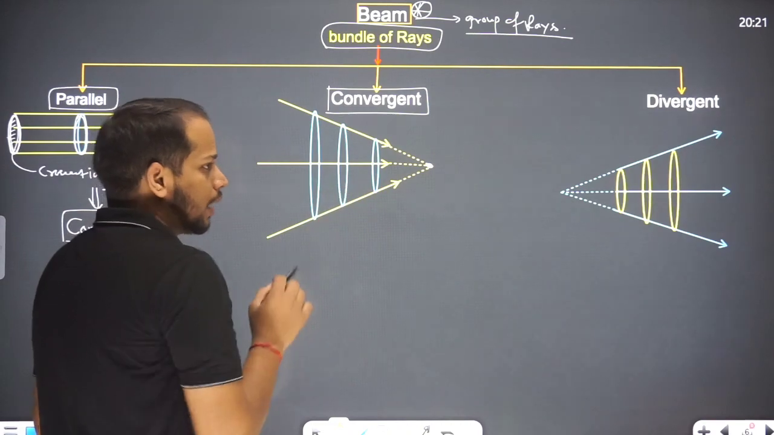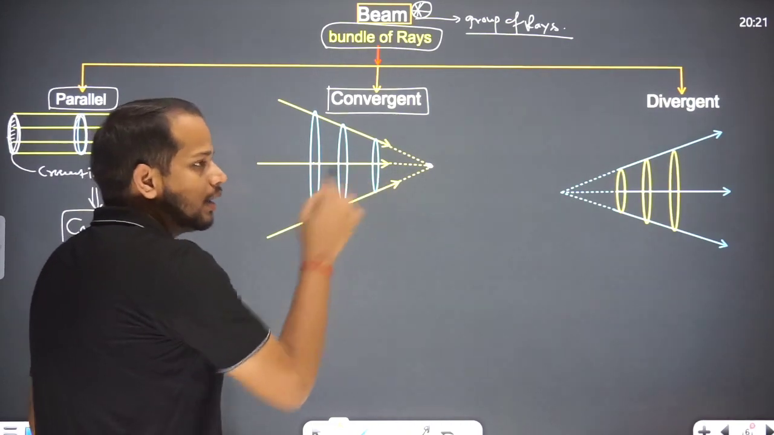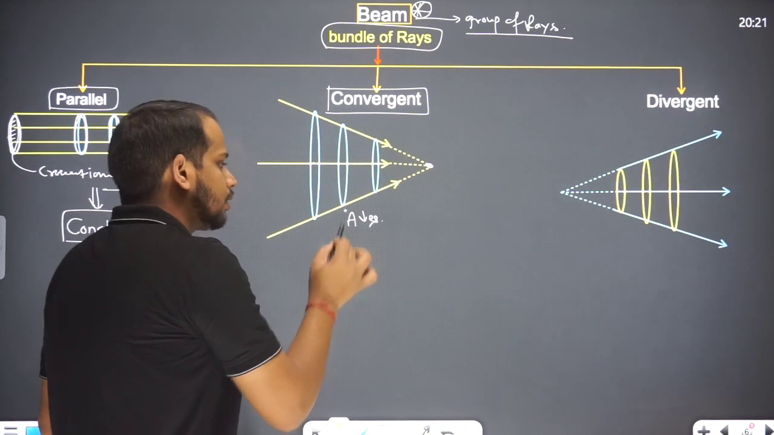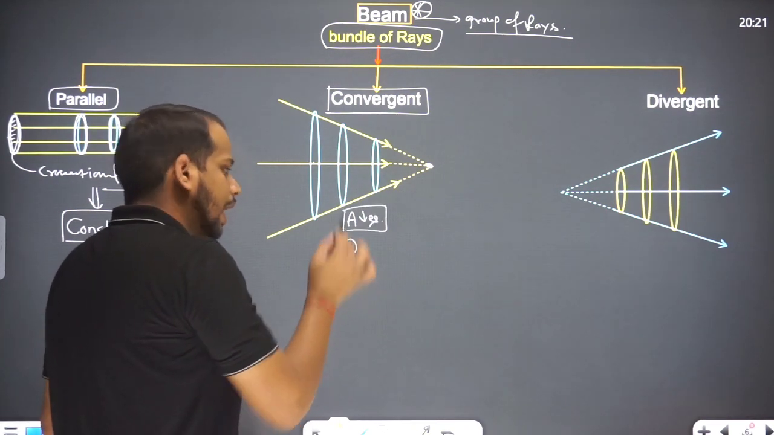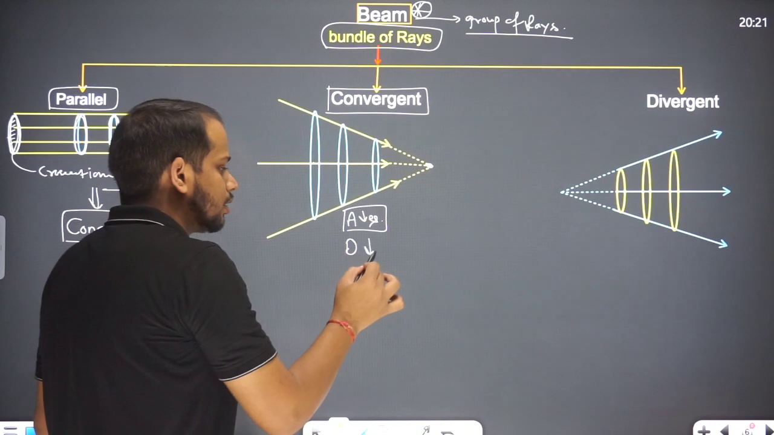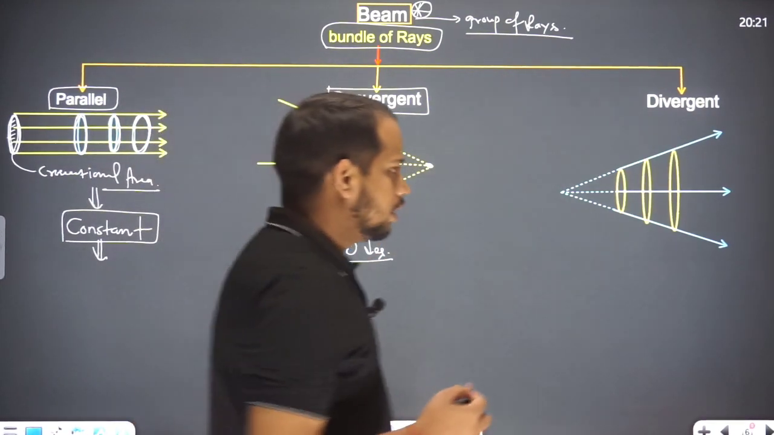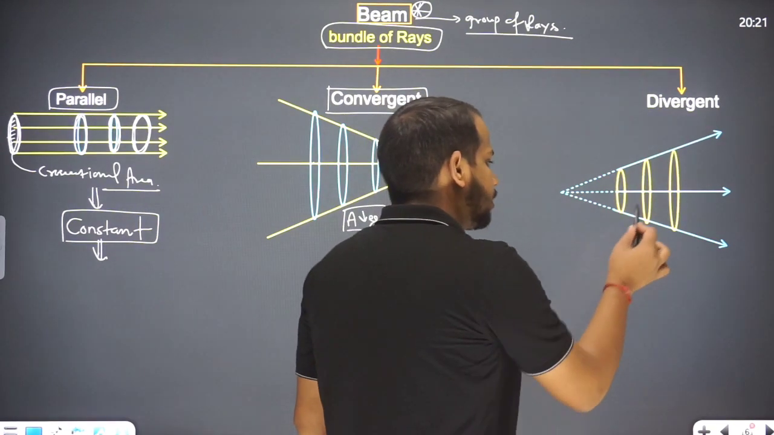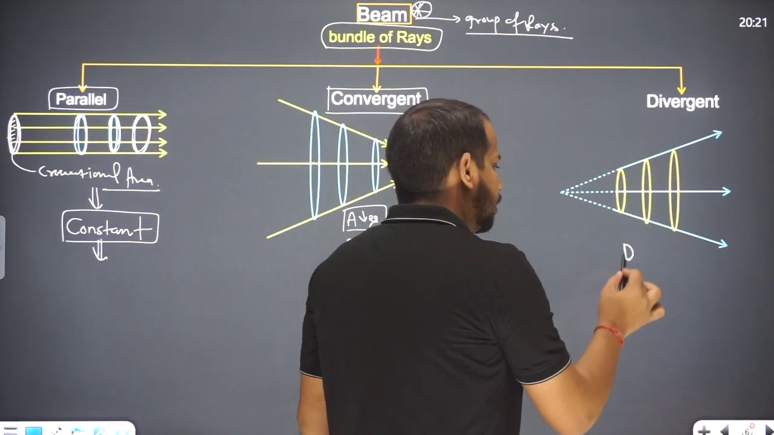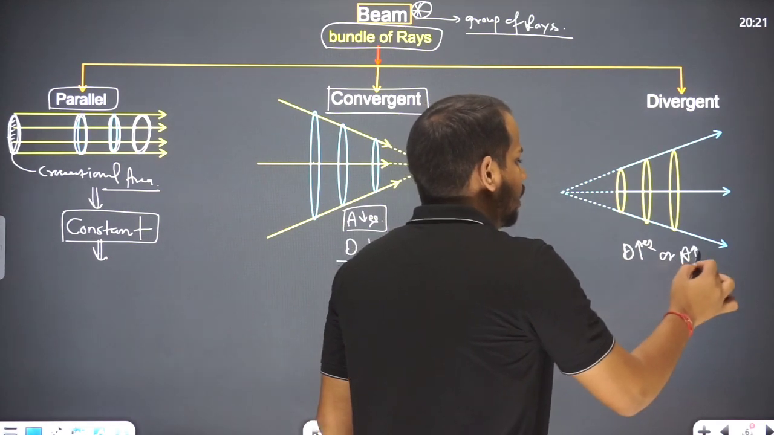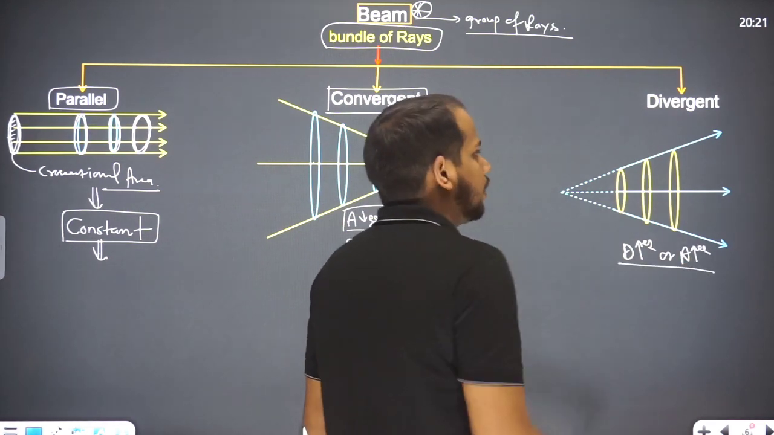In this one, what is happening? Can we see the area decreases? In this one, the area decreases. Or what we can see is that the diameter of this cross section decreases, right? And the next one is divergent. In the case of divergent, we can say the diameter increases, or we can say the area increases. This is called divergent.